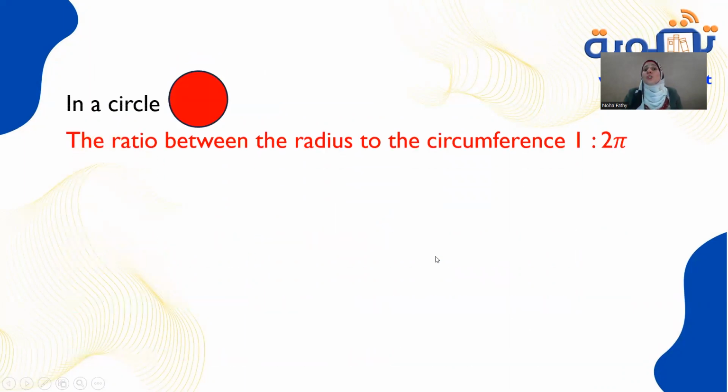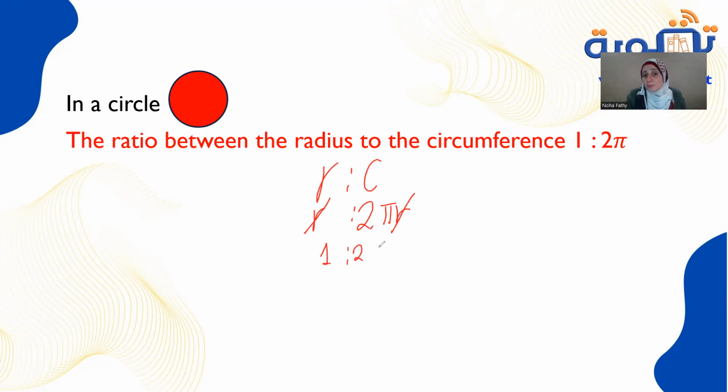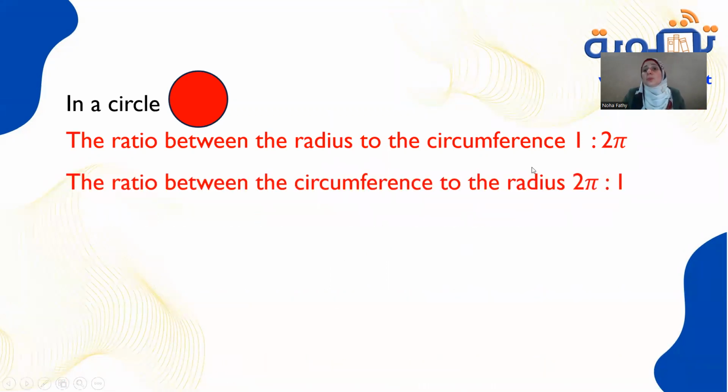In the circle, the ratio between radius and circumference. Radius R and circumference 2 pi R. Write the rule, cancel R with R, gives 1 to 2 pi. So the ratio between radius and circumference is 1 to 2 pi. If we reverse the ratio, it will be 2 pi to 1, starting with circumference and radius.